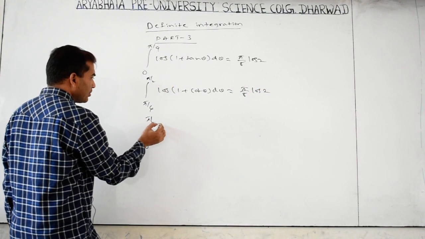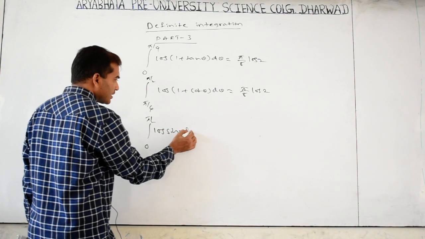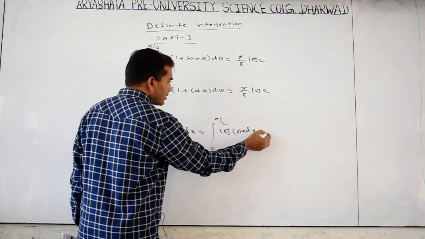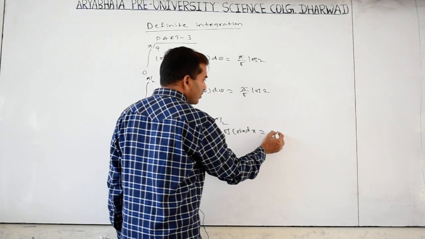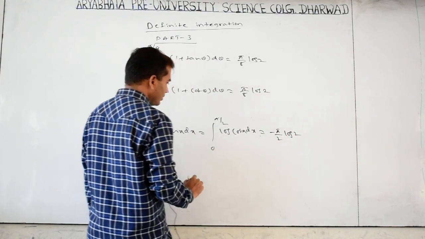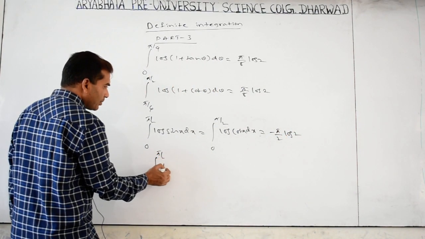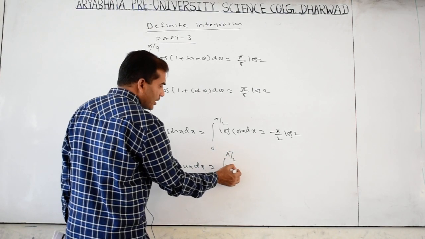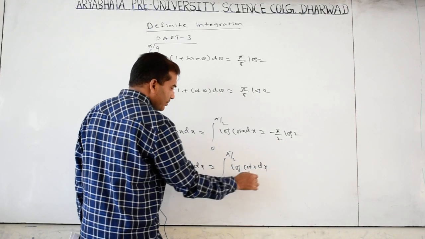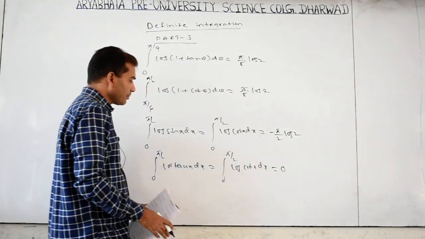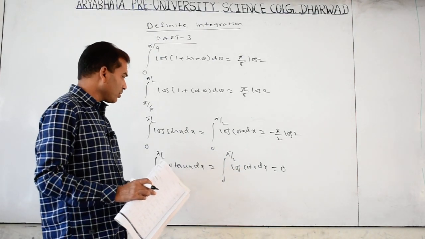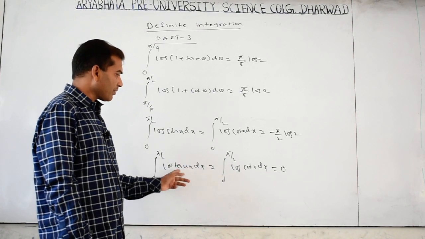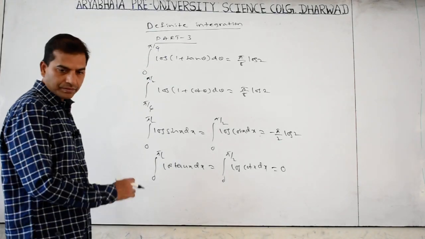The integral from 0 to pi by 2 of log of sin x dx equals the integral from 0 to pi by 2 of log of cos x dx, both are the same, which is equal to minus pi by 2 log 2. The integral from 0 to pi by 2 of log of tan x dx and of log of cot x dx, both are the same. What is the answer of this? 0. Because when you add tan x and cot x, log m plus log n is log of m into n, tan x into cot x is 1, and log 1 is 0. Yes?